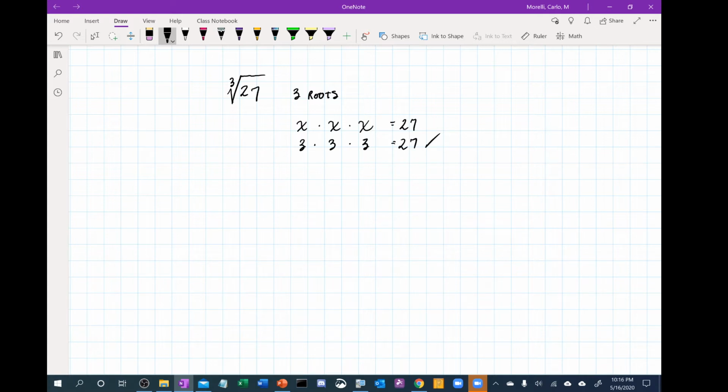But what about the other 2? Can you think of another set of numbers that when you multiply it by itself 3 times, it's going to be 27? Because according to this rule that I was reading about, there have to be 3 roots. Well, here's the deal. This is the real root, 3. Written in complex form, that's 3 plus 0i. Here's the deal.